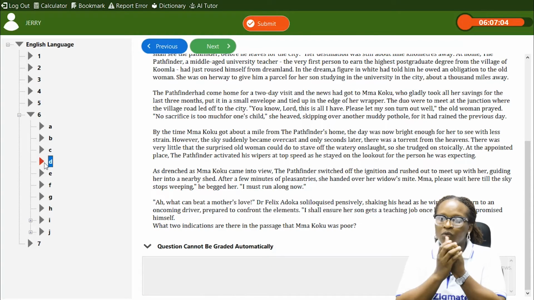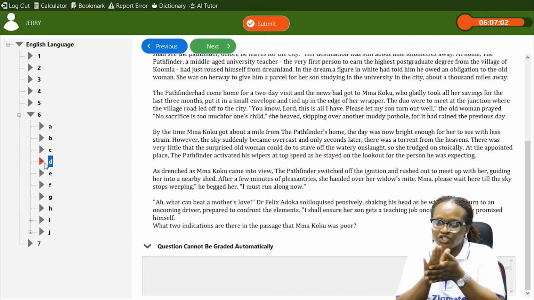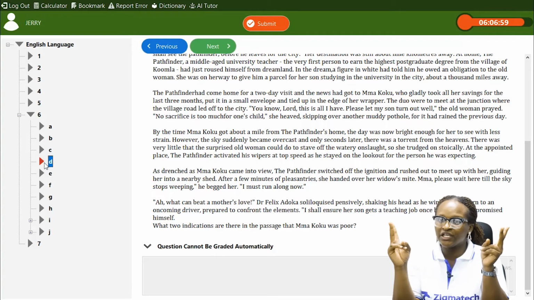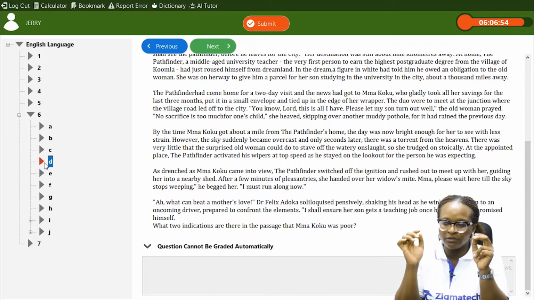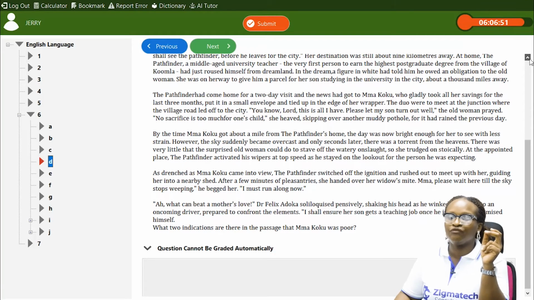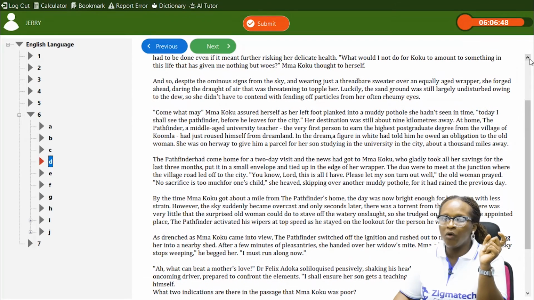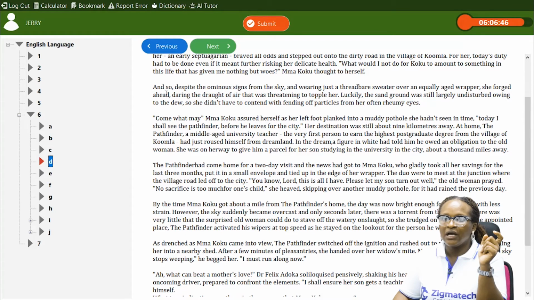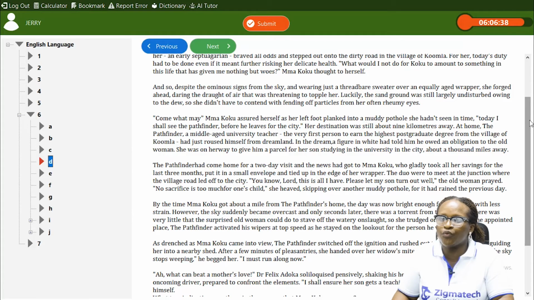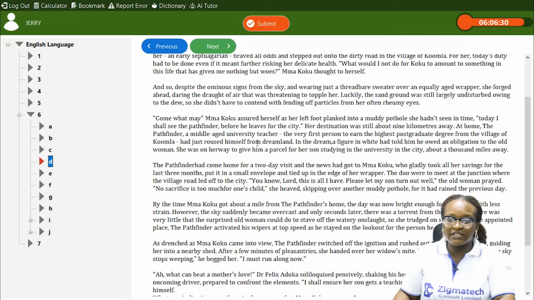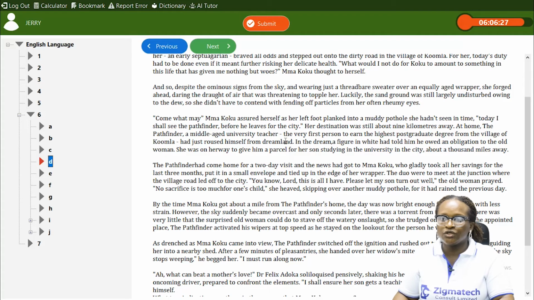All right, so let's go on. What two indications are there in the passage that Mmakoko was poor? The two indications that Mmakoko was poor are: one, what did they say? In paragraph 1, we were told something about the sweater she wore. Yes, look at it. Despite the luminous signs from the sky and wearing just a threadbare sweater, that shows that she was poor. What other indication is there? I've given one indication. She wore a worn-out sweater or a threadbare one. Put it for them there. It's in summary that you can actually choose your own words.